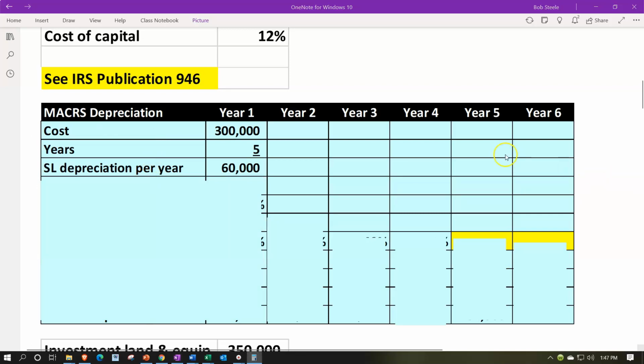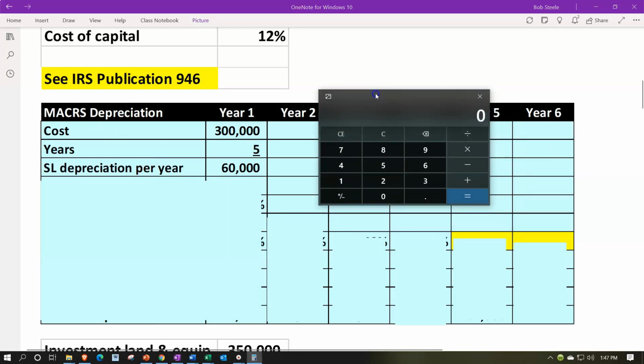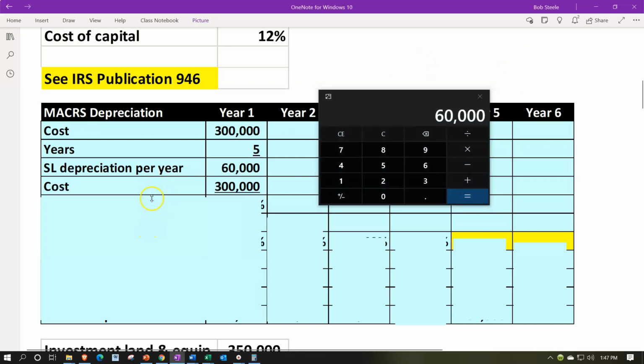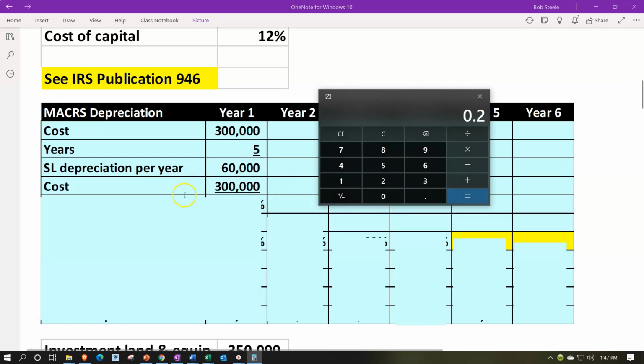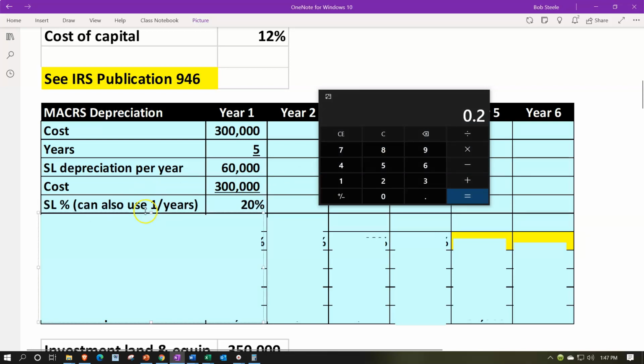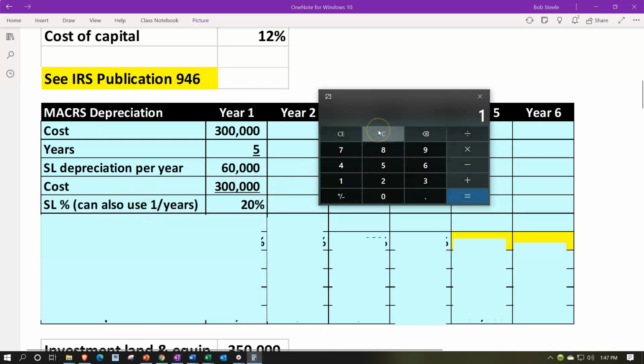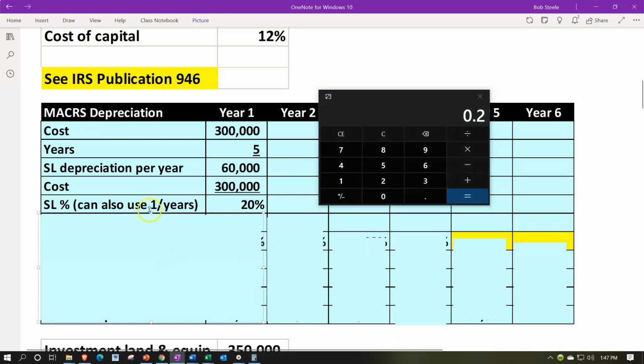Straight line depreciation, if we were just going to think about it on a dollar amount basis, would be the $300,000 divided by 5, which would be the $60,000. And then if we compare that to the cost, dividing by the cost, $300,000, we could get the rate, which would be 0.2, or 20%. We can also get there by taking 1 divided by the number of years, which is 5, which would be 20%. That would be the straight line rate.